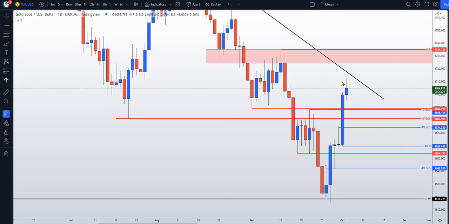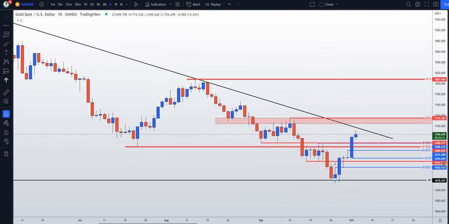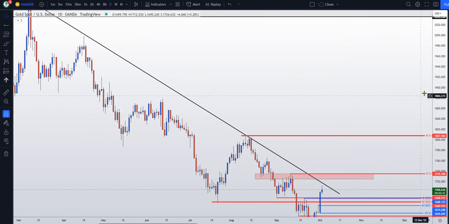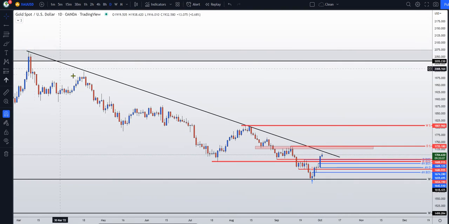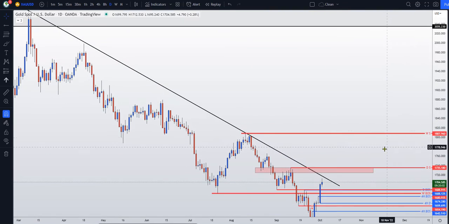But right here, we're right in the middle of the range, like I said, and we also have this bearish trend line that is in the path right here, right? So the bearish trend line from these highs connected with the 1800 lower high, we are coming to test that very soon.